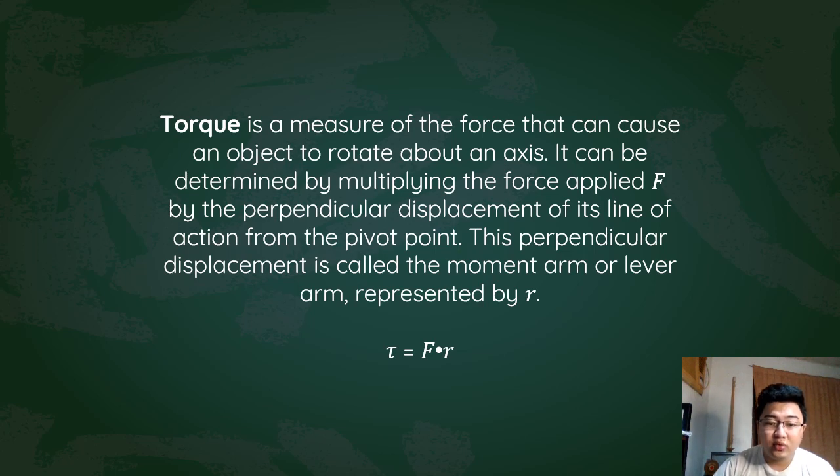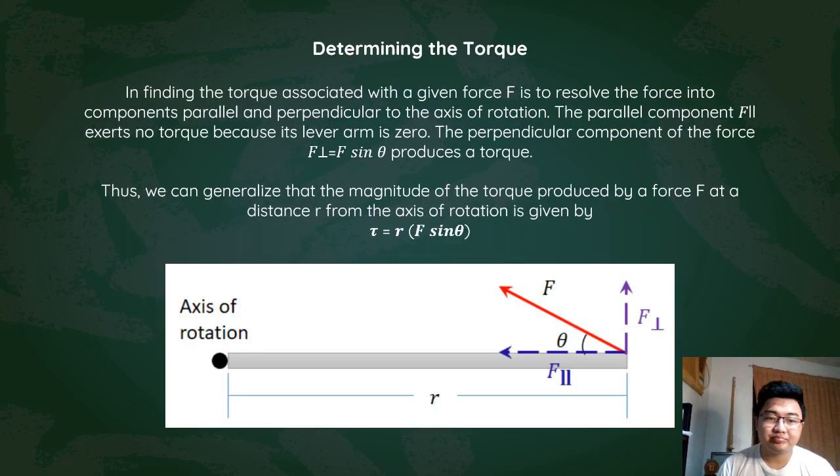So you have here torque equals force times R, or the lever arm. Torque is actually the cross product of force and the lever arm. We will discuss further on that as we move on in this lesson. So let's dig deeper into torque as a quantity.